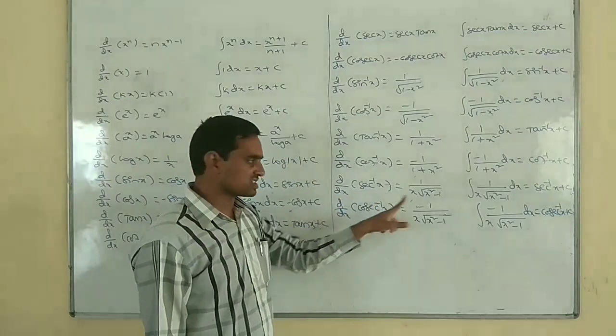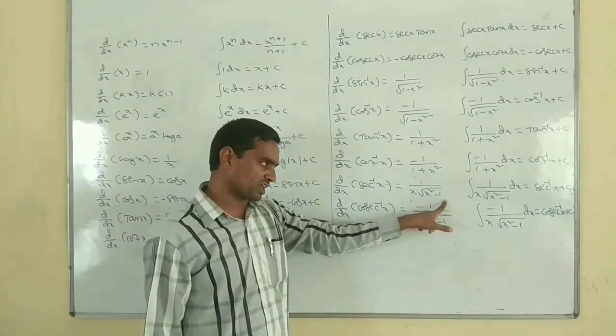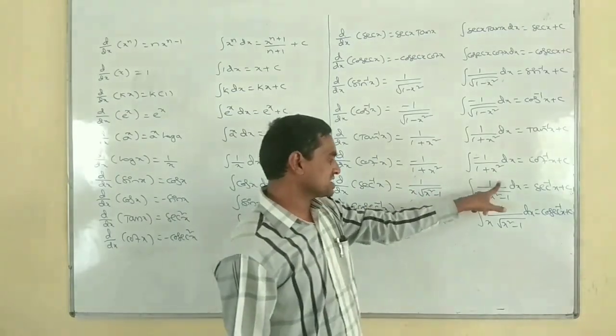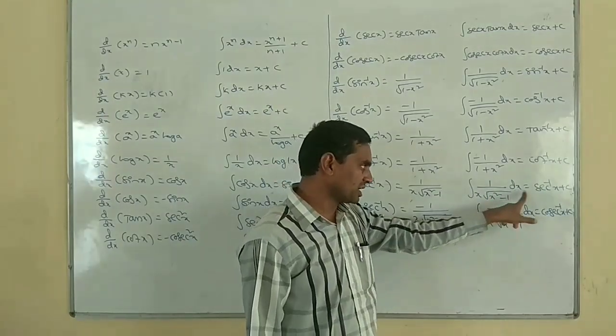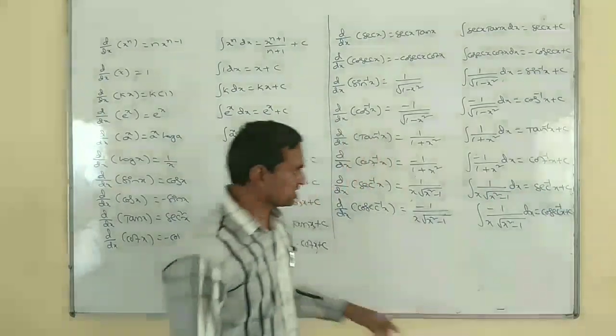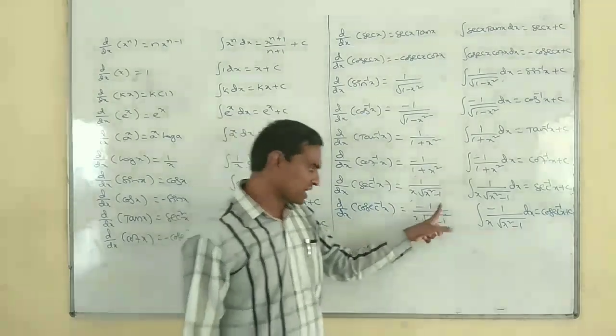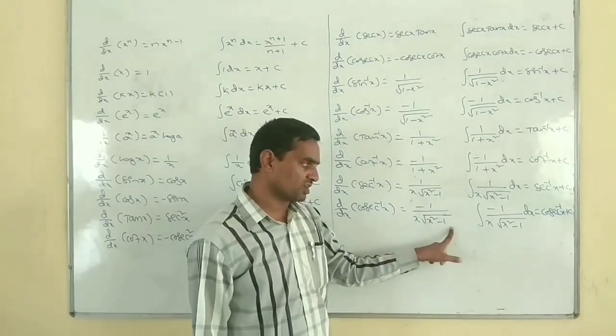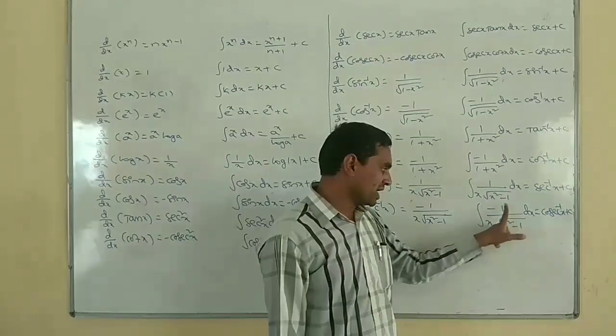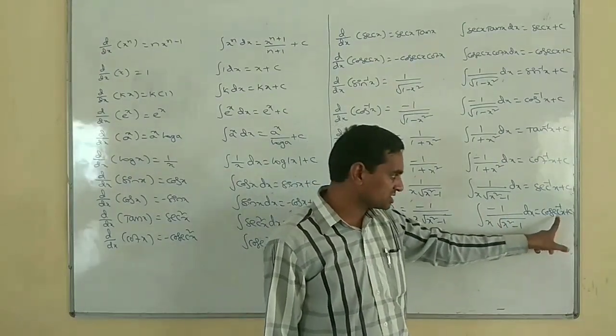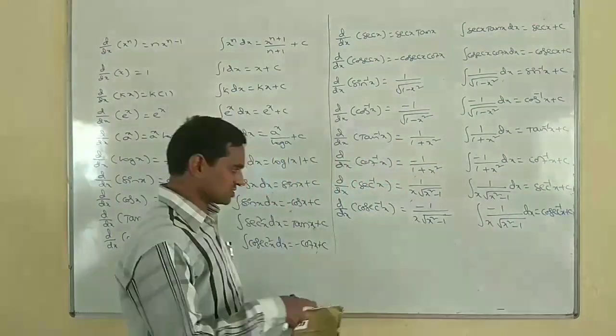Differentiation of secant inverse x is 1 by x into root of x square minus 1. Integration of 1 by x into root of x square minus 1 dx is secant inverse x plus c. Differentiation of cosecant inverse x is minus 1 by x into root of x square minus 1. Integration of minus 1 by x into root of x square minus 1 dx is cosecant inverse x plus c.